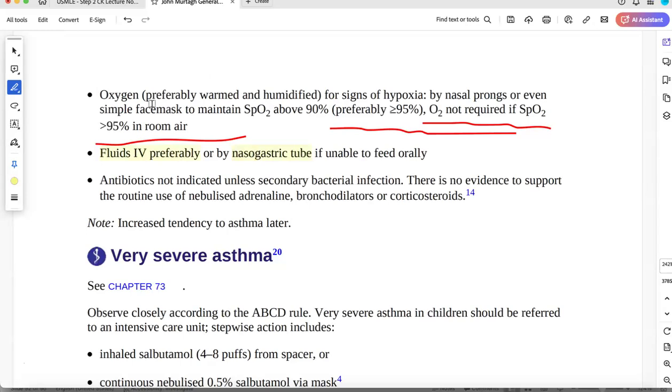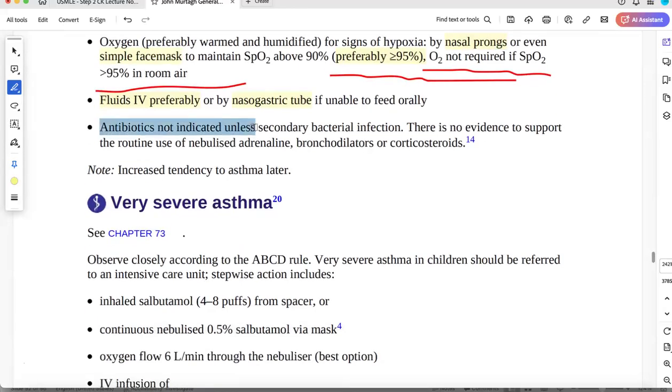Oxygen is only needed if the oxygen saturation goes less than 95%, then you can start the child on oxygen by nasal prong, or even with a face mask. Remember, there is no role of antibiotic in this patient. There is no role of nebulized adrenaline, bronchodilator, or steroid. You might think that because the child is wheezing, why not give some bronchodilator to open up the airway? There is no need. It will get better.